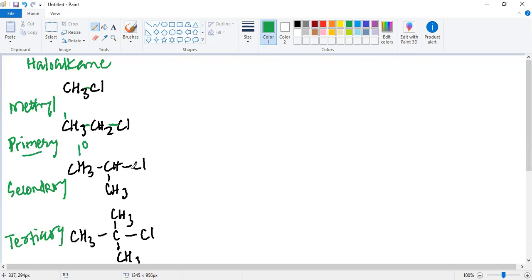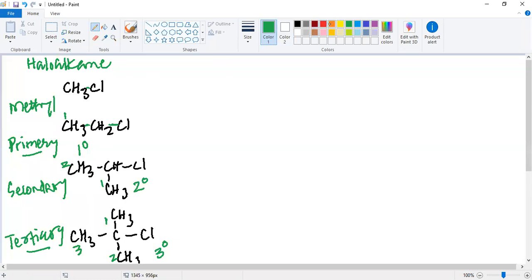degree. But here you can see that Cl is bonded to a particular carbon, and that carbon is bonded to 2 other carbons, so it is known as secondary. Here you can see that Cl is bonded to a particular carbon, and that carbon is bonded to 3 other carbons, and that is why, my dear students, it is known as tertiary haloalkane. So this is tertiary, this is secondary, this is primary, and this is methyl.